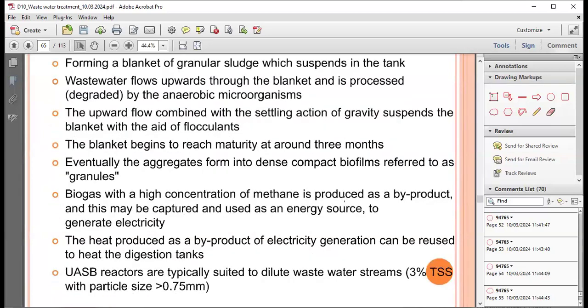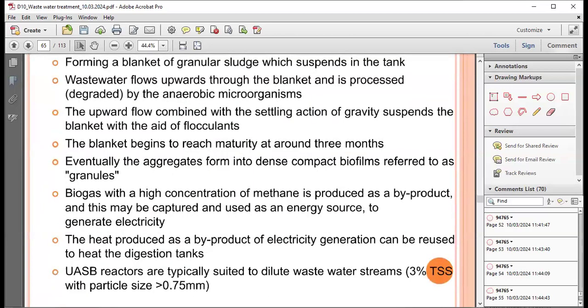Biogas with high concentration of methane is produced as a byproduct, and this may be captured and used as an energy source to generate electricity. So methane gas can be used to generate the electricity. The heat produced as a byproduct of electricity generation can be reused to heat the digestion tank.